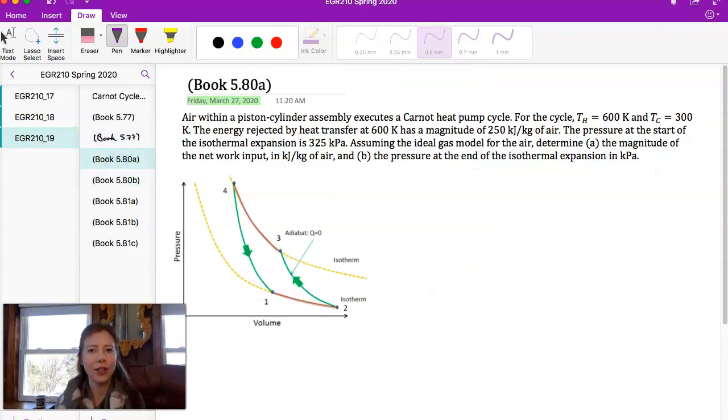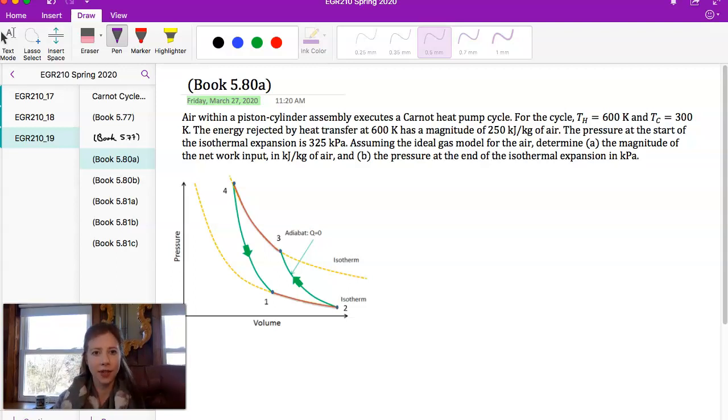All right, so now we're going to switch back to metric units. Woo! And this is number 5.80 from your book. Air within a piston cylinder assembly executes a Carnot heat pump cycle. For the cycle, our higher temperature, T sub H, is 600 Kelvin, and our lower temperature, T sub C, is 300 Kelvin. The energy rejected by heat transfer at 600 Kelvin has a magnitude of 250 kilojoules per kilogram of air. The pressure at the start of the isothermal expansion is 325 kilopascals. Assuming the ideal gas model for air, determine A, the magnitude of the net work input in kilojoules per kilogram, and B, the pressure at the end of isothermal expansion in kilopascals.